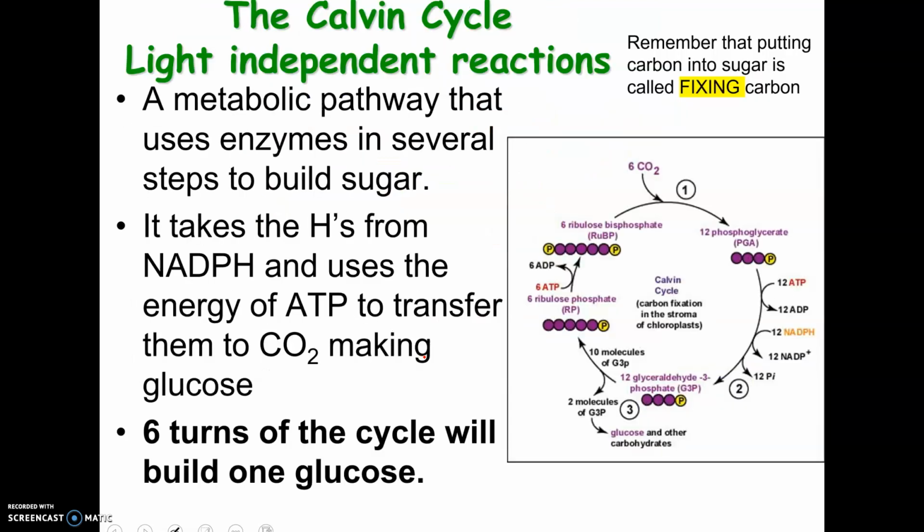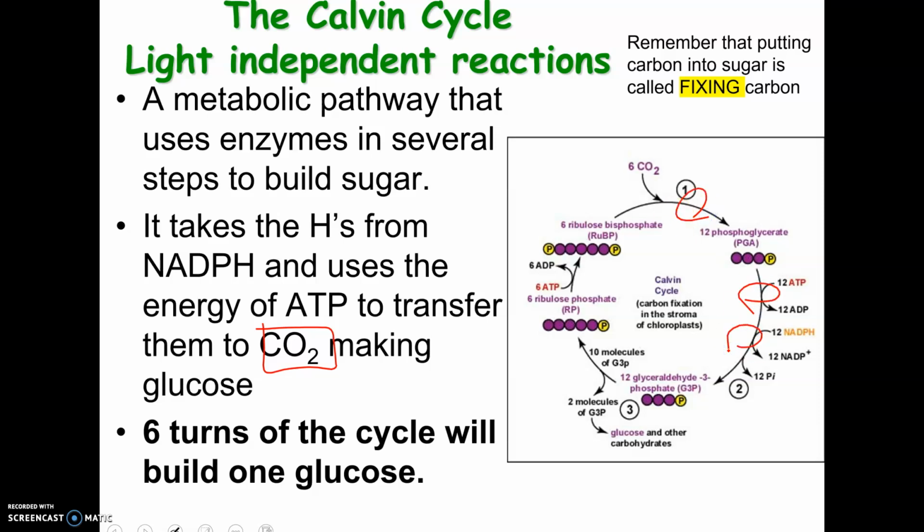Okay, and so that brings us to the Calvin cycle. The Calvin cycle, or light-independent reaction, is where carbon fixation actually happens. In other words, this is where the carbon dioxide is going to get converted into glucose, which is called fixing carbon, or carbon fixation. So this is a metabolic pathway. We learned about those in the last chapter. Enzymes are involved at each of these steps.